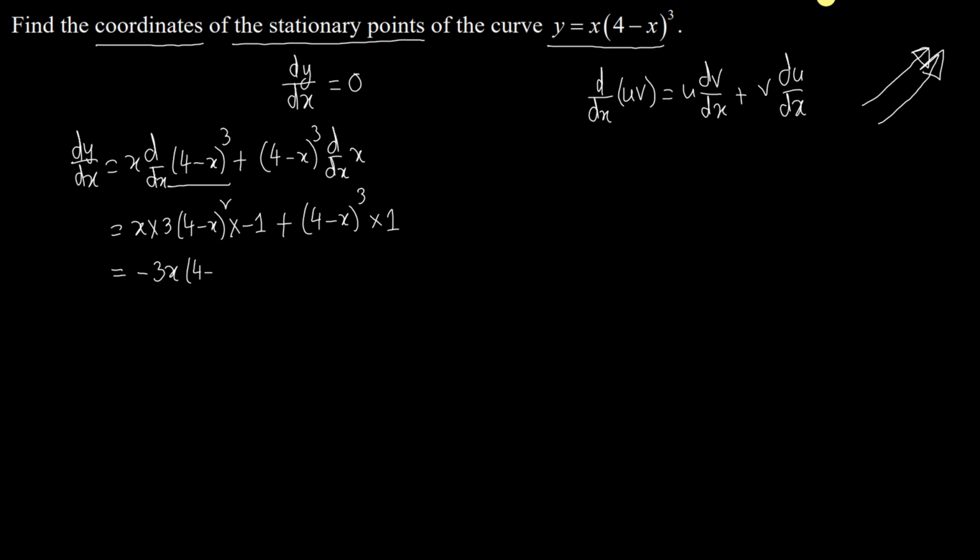(4 minus x) squared, then plus (4 minus x) to the power 3. That is our expression. We now need to consider dy by dx equals 0. So therefore we can write the expression, minus 3x whole expression, we need to consider as 0 to get the value of x of the stationary point.